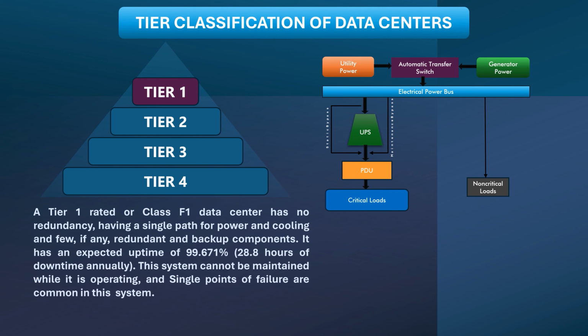Tier Classification of Data Centers, Tier 1. A Tier 1 rated or Class F1 data center has no redundancy, having a single path for power and cooling and few, if any, redundant and backup components. It has an expected uptime of 99.671%, 28.8 hours of downtime annually. This system cannot be maintained while it is operating, and single points of failure are common in this system.